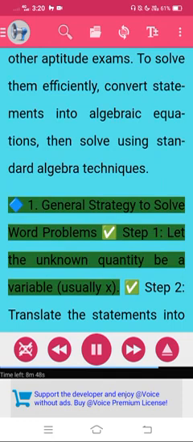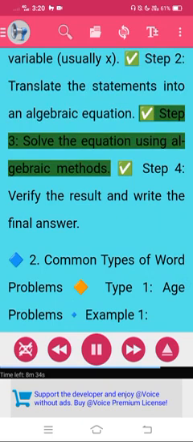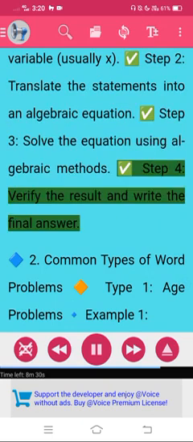1. General strategy to solve word problems. Step 1: Let the unknown quantity be a variable, usually x. Step 2: Translate the statements into an algebraic equation. Step 3: Solve the equation using algebraic methods. Step 4: Verify the result and write the final answer.